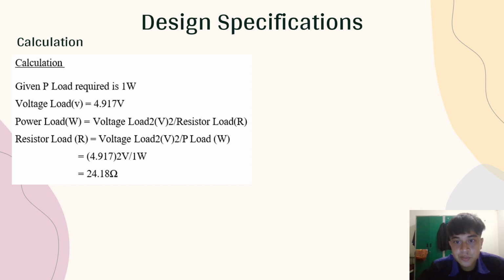So this is the design specification for calculation. Given the required load power P is 1 watt and the load voltage V is 4.917 volt. Power load equals voltage squared over the load resistor. So the load resistor equals voltage squared over P load, which is 4.917 squared volt over 1 watt. So the answer is 24.18 ohm.